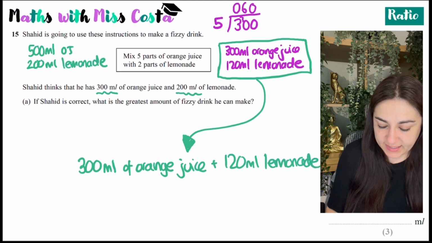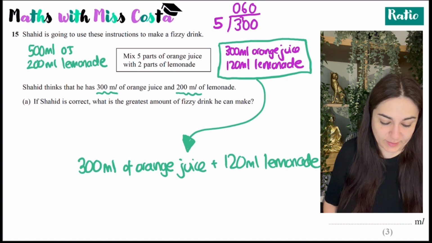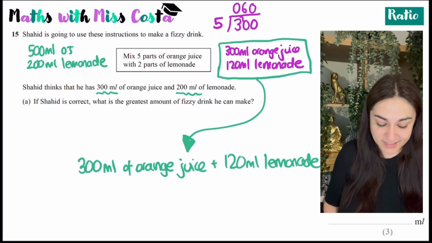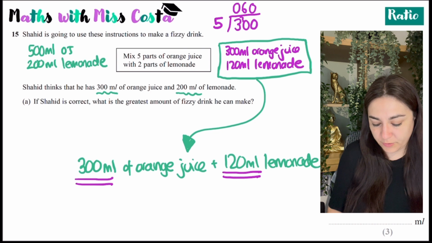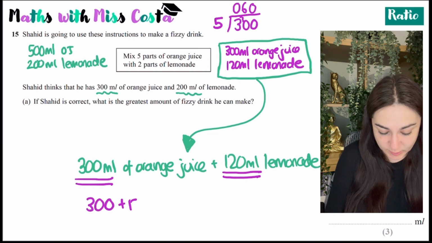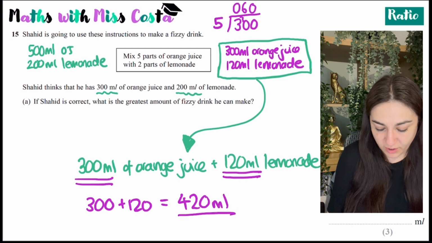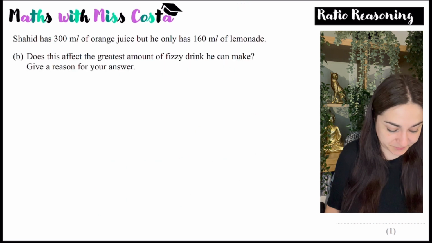So it is worded a bit strangely because not many people make their own fizzy drinks, but to make a fizzy drink, you mix the orange with lemonade. So he mixes the 300 millilitres with the 120 millilitres of lemonade. So we do 300 plus 120, which gives me 420 millilitres. And that's going to be the greatest amount of fizzy drink that he can make.